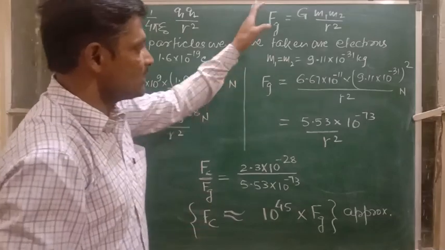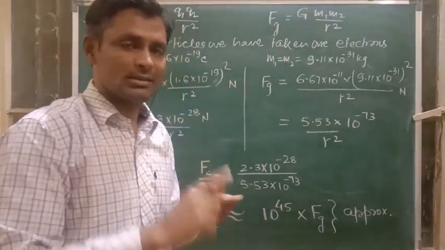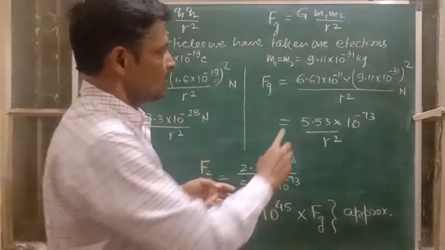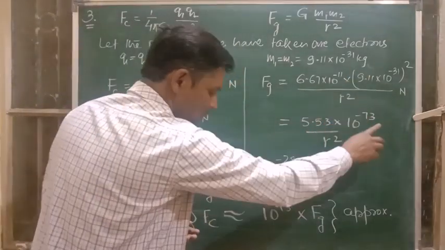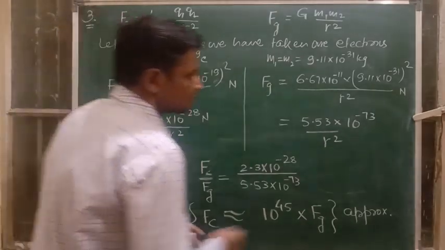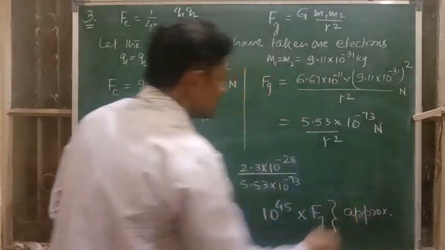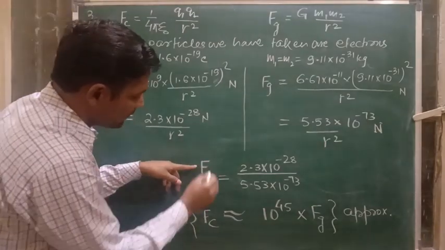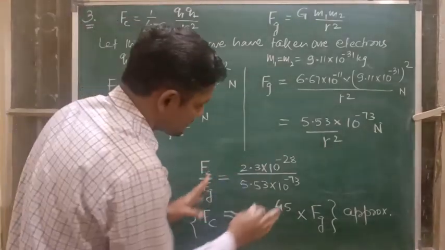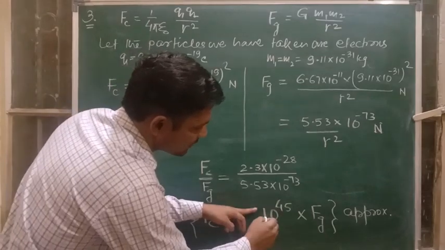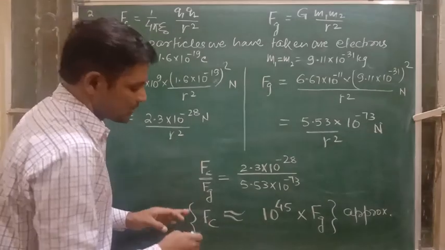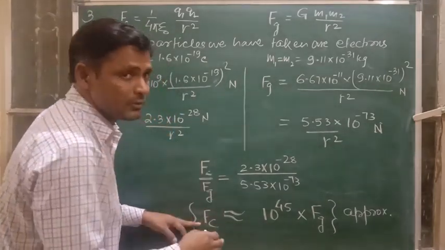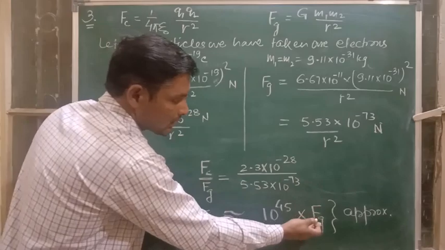Newton. But the gravitational force for the same two charges, that is the same two electrons, will be 5.53 into 10 to the power minus 73 Newton divided by R square. So to compare, let us divide the Coulomb force with the gravitational force. So finally we get approximately 10 to the power 45 times the gravitational force between the two electrons. So Coulomb force is a stronger force, much stronger than the gravitational force of the two electrons.